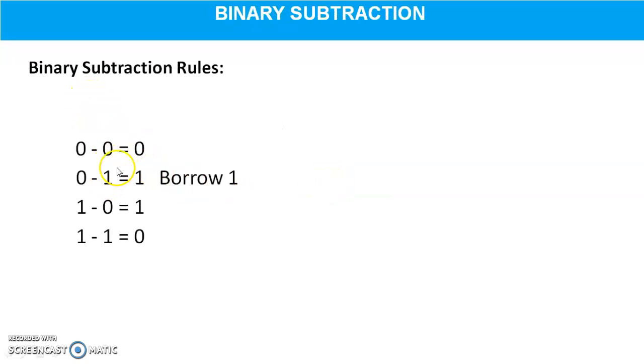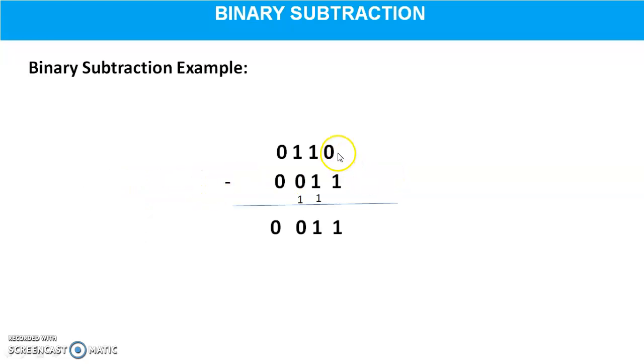Next is binary subtraction. You must learn this truth table, otherwise it will be difficult to calculate binary subtraction. 0 minus 0, the answer is 0. For 0 minus 1, the answer is 1 and borrow is 1. The remaining conditions are simple: 0 minus 0 is 0, 1 minus 0 is 1, 1 minus 1 is 0. But when the input is 0 minus 1, the answer is 1 and the borrow is 1.